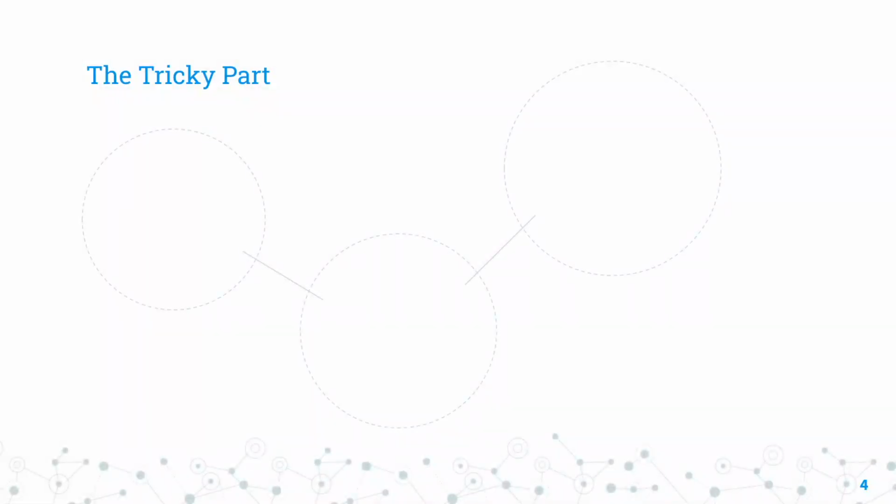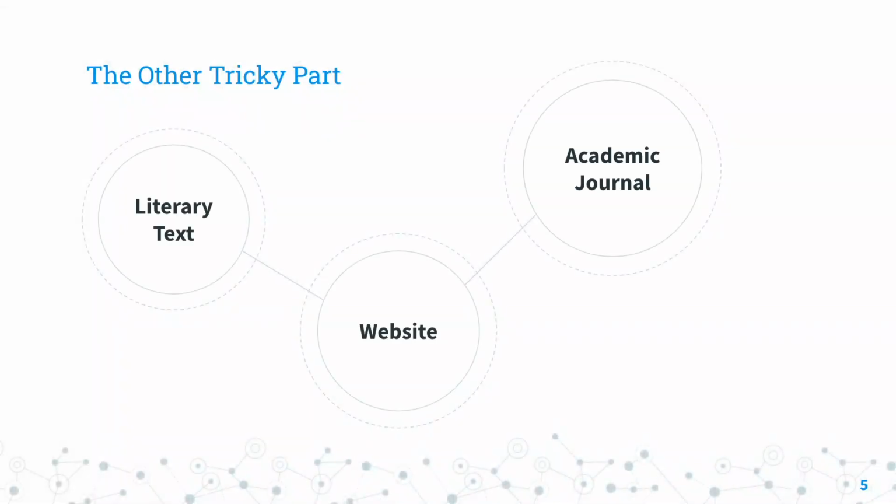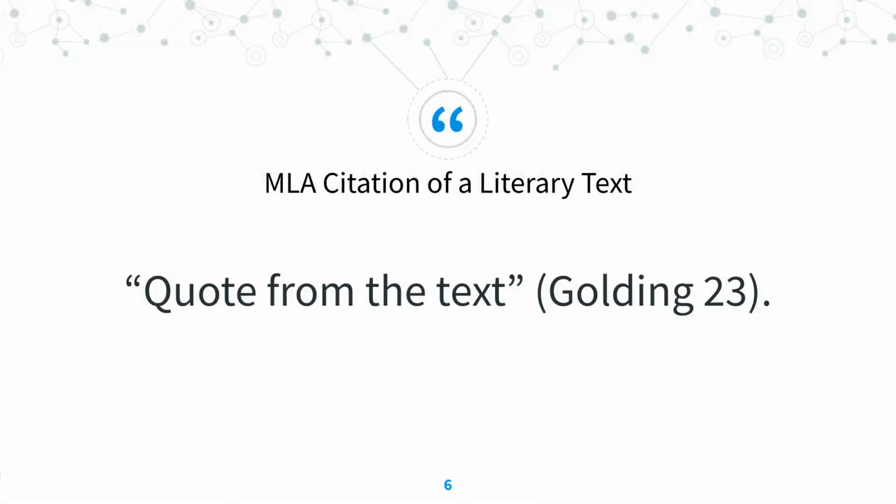The tricky part with in-text citations is there's all sorts of different formats you might be asked to use. For this example, we are going to focus on the MLA format. Another tricky part is that depending on the type of text, the in-text citation is going to have different things in it. For this example, we're going to focus specifically on a literary text. So this is what an MLA citation of a literary text looks like.